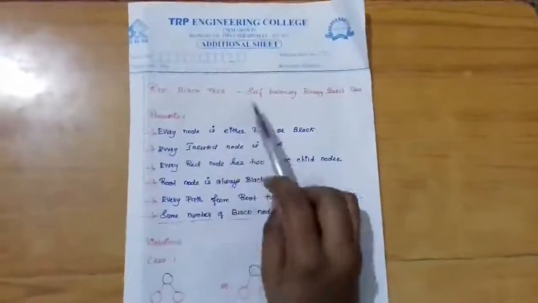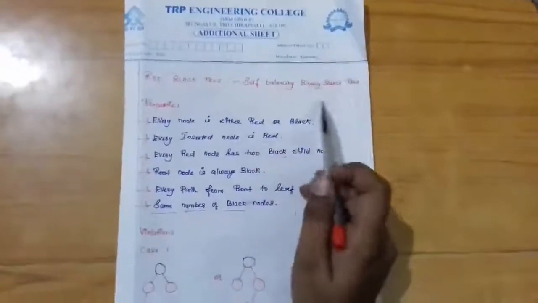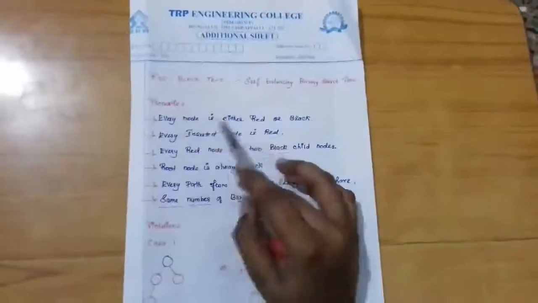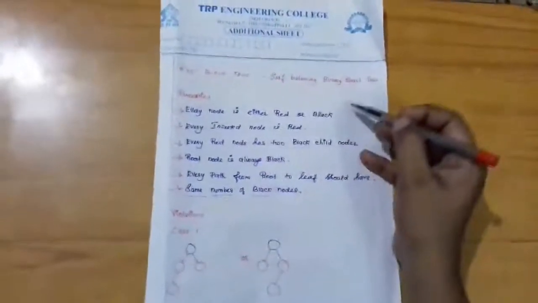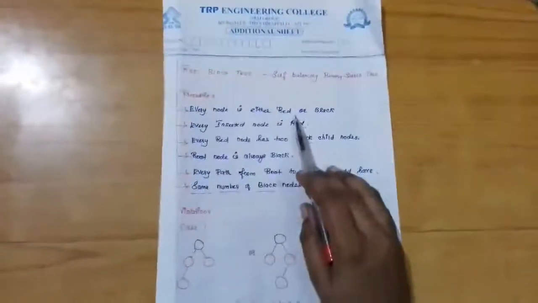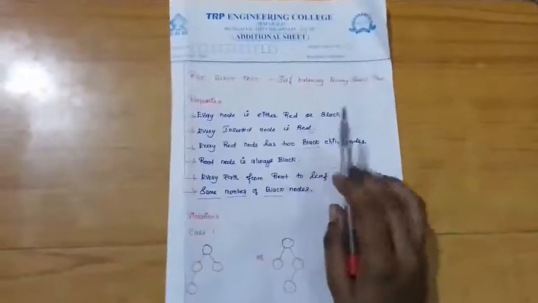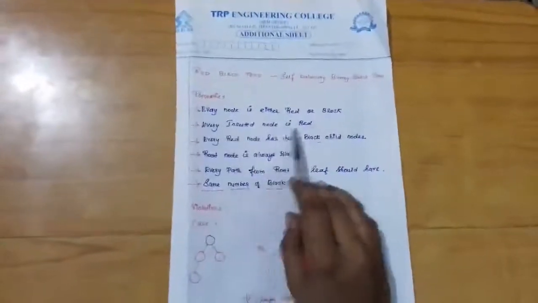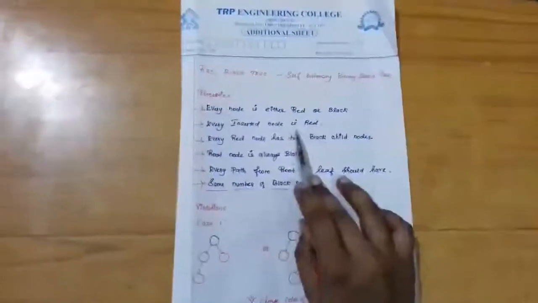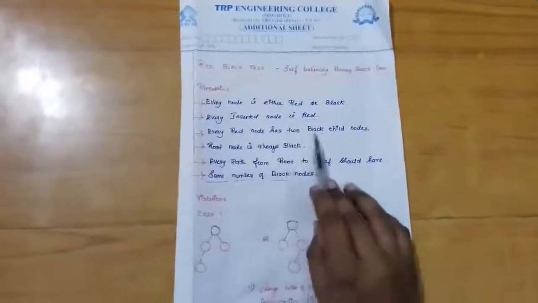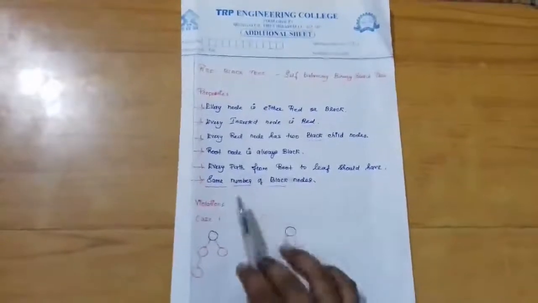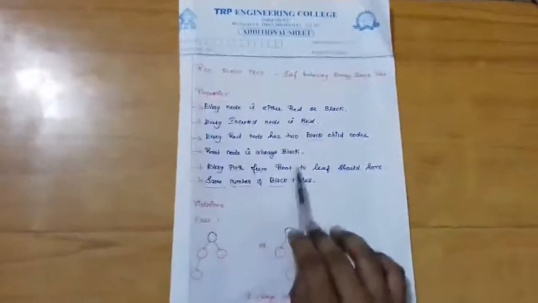The red-black tree we term a self-balancing binary search tree. We construct a red-black tree based on the red-black tree properties. The properties are: every node in the red-black tree should be either red or black in color. Every inserted node should be red. Based on the properties, we can change the color of the node. Every red node should have two black children. Then the root node should always be black. This is one of the important properties.